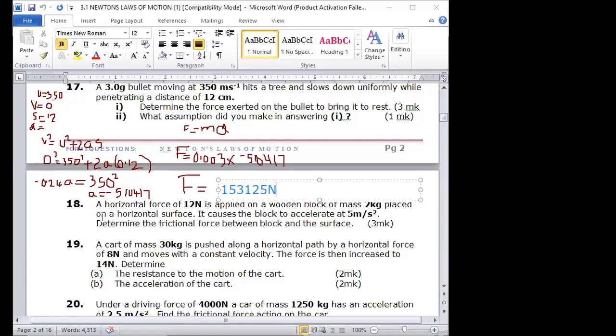Question 18. Oh, sorry, Roman 2. What assumption did you make in answering Roman 1? What do you think could be the assumption made in answering Roman 1? Yes, Zach? The assumption would be that the final velocity was 0 meters per second. Of course, it will be 0. That one is not an assumption, it is a fact. It reaches a point where it is going to rest. Someone else?